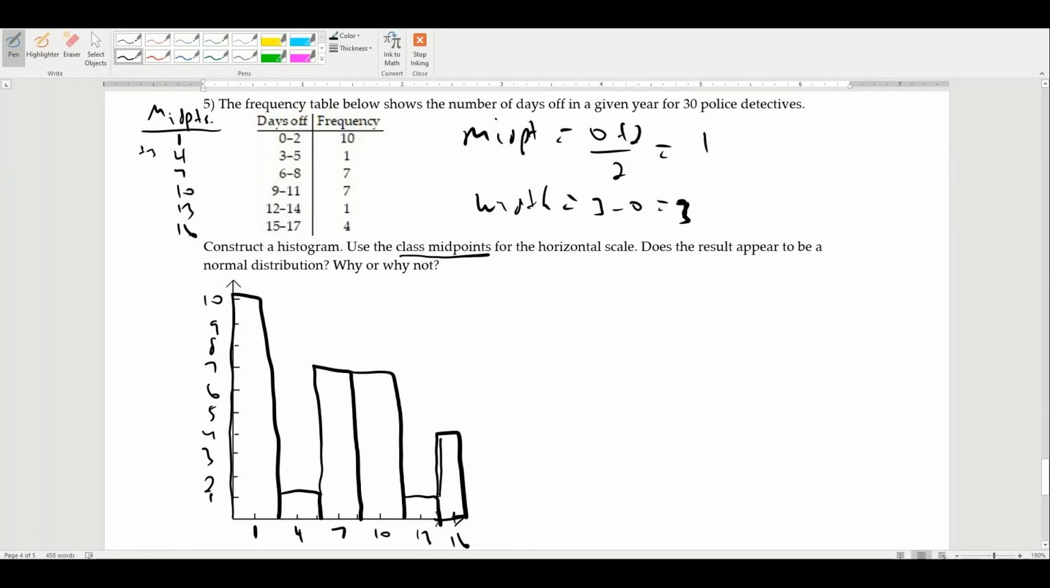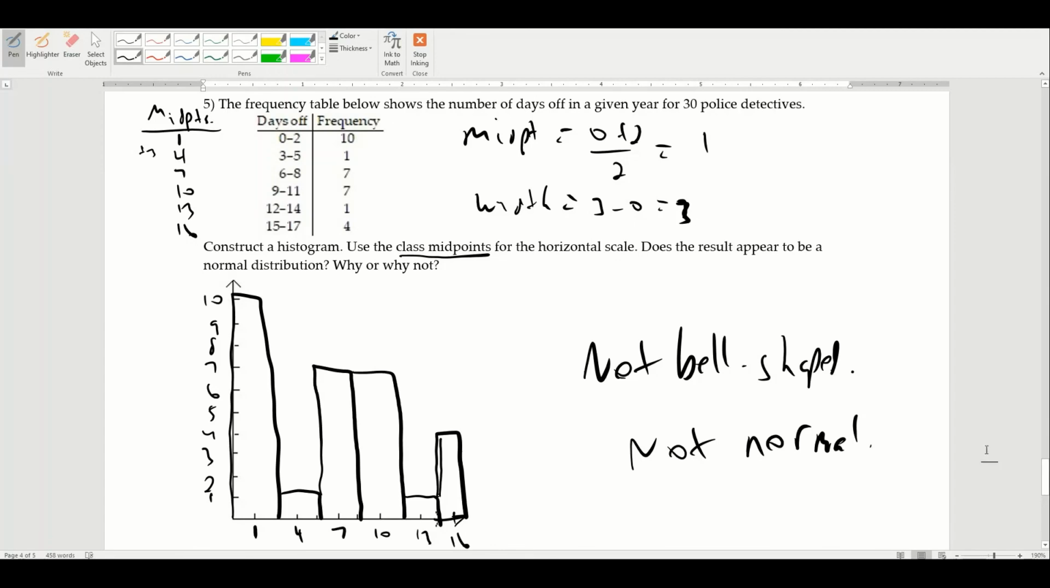What do you think about that? Is that normal? No, it's not bell-shaped at all. It's not symmetrical. So, no. Not normal. And that's it.